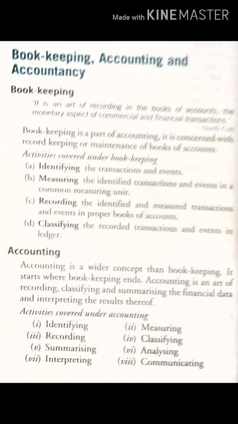Okay, now let's understand the phases of accounting. There are three phases in that. First is bookkeeping, second is accounting, and third is accountancy. So we will understand one by one. First is bookkeeping. Now what is bookkeeping? It is an art of recording in the books of accounts the monetary aspects of commercial and financial transactions. Bookkeeping is just the part of making entries of any monetary related aspects. So simply making an entry of any monetary related aspect is what we call bookkeeping.